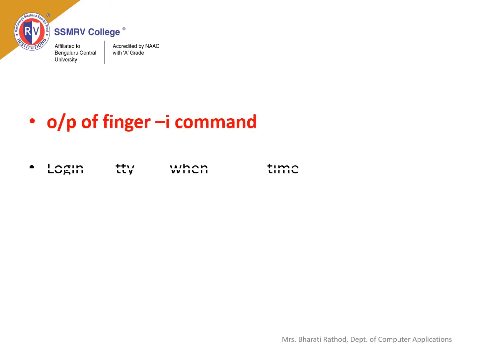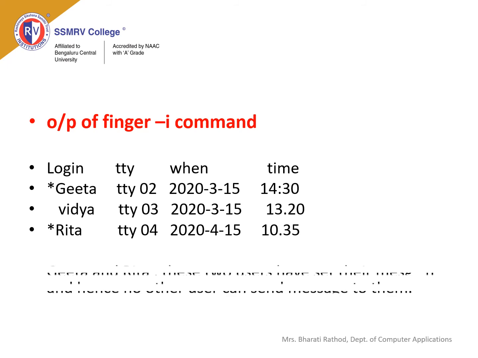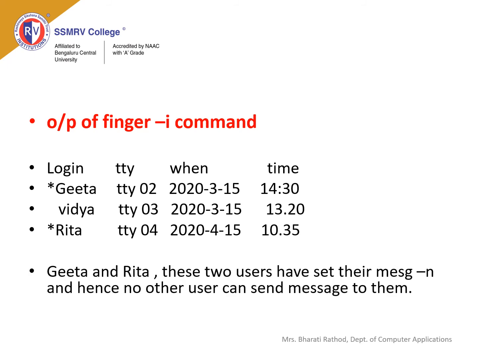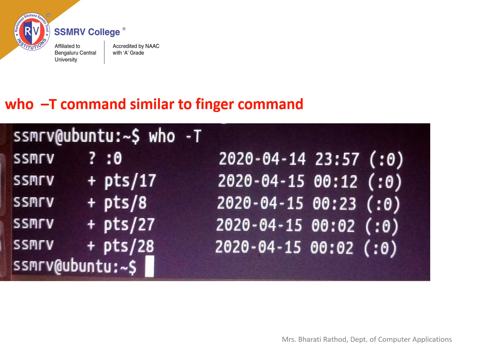Output of the finger -i command. These two users have set their message to N, hence no other user can send them messages. There is one more command called who -T, which is similar to the finger command and displays the list of users who are logged in. There is a plus or minus sign which appears on the screen, which indicates whether a user can receive messages or not.